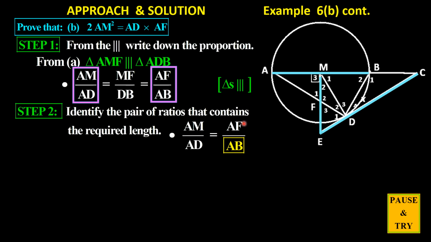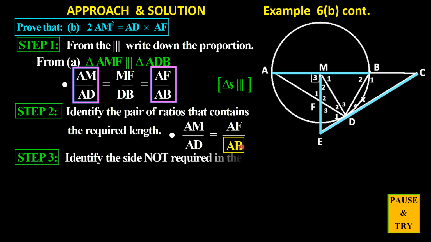The only thing that is not required in the statement that needs to be proved is AB. So in other words, we just have to replace AB. So AB needs to be replaced. Now we look at our diagram and see with what we can replace it.